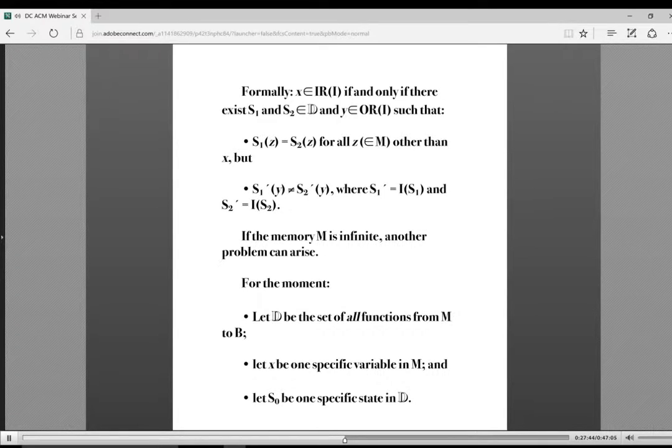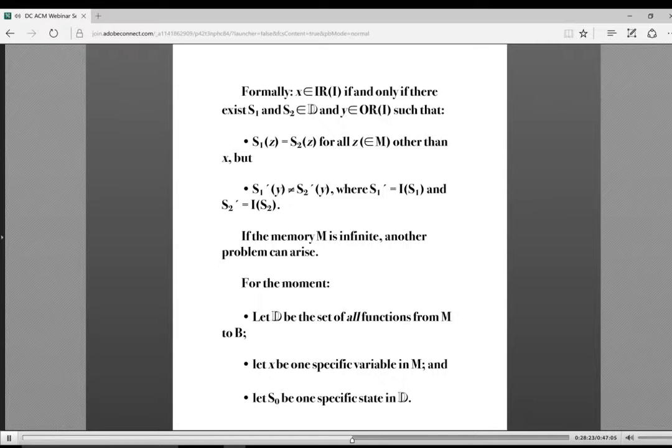Formally, X is a member of the input region IR of I if and only if there exist S1 and S2, both of which are in D, and there exists Y in the output region, OR of I, such that S1 of Z equals S2 of Z for all Z in M other than X, but S1 prime of Y is unequal to S2 prime of Y, where S1 prime and S2 prime were defined as before.